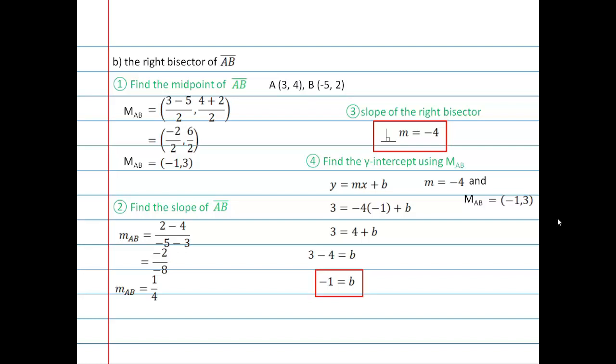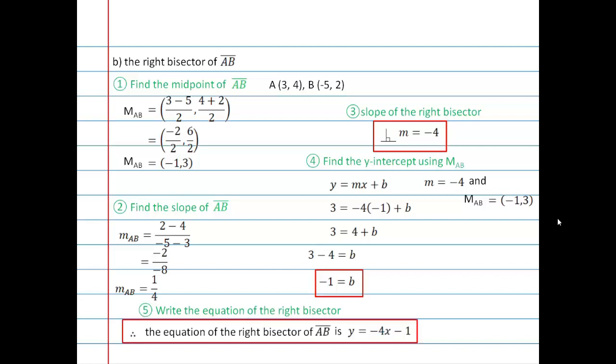Okay. So now we have our perpendicular slope, which is the slope of our right bisector, and our y-intercept, which is -1. Our final step now is to write our equation of the right bisector. In order to do that, we're just going to put those two pieces together, and the equation of the right bisector of AB is going to be y equals -4x minus 1.